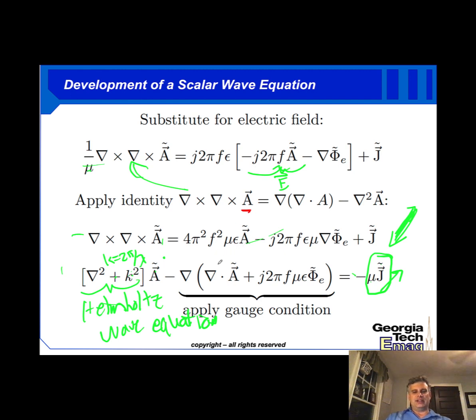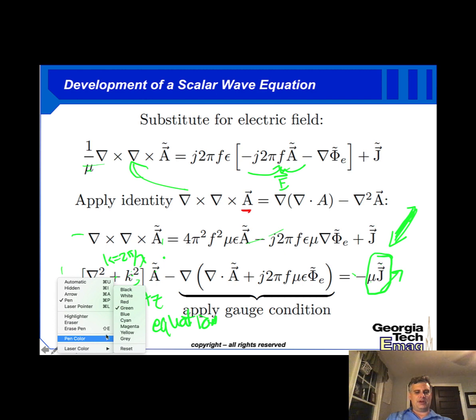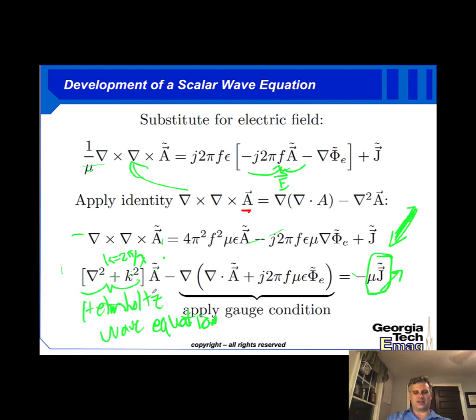But the problem is, it doesn't look like we've made as much headway in this system as you would think, because we've applied a bunch of vector calculus identities, and we've managed to make the problem apparently more difficult than what we started with. Laplacian plus k squared on the vector magnetic potential minus all this stuff is equal to the current. But we have an ace up our sleeves, and that's where this gauge condition comes in.